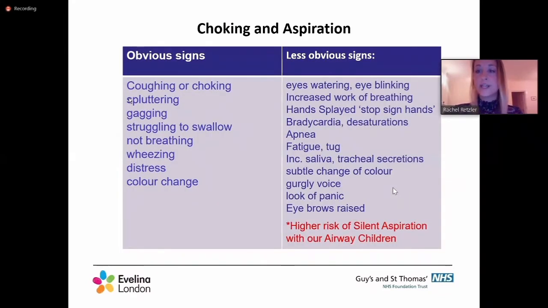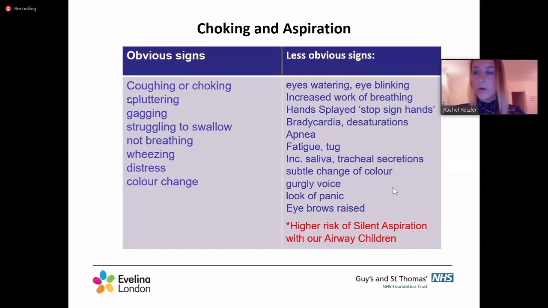When we think of choking and aspiration, we often think of the obvious signs, such as coughing or choking, spluttering, gagging or not breathing, and wheezing, distress and color change. However, it's important to also think about all of those less obvious signs or subtle signs, such as eye watering or eye blinking. If a child has a bradycardia or desaturation or apneas during or after they're feeding, they're fatiguing or having tracheal tug, and they're having increased saliva or tracheal secretions, a gurgly or wet voice, a look of panic even, or stress cues such as eyebrow raises or even hands splayed or stop sign hands during feeding.